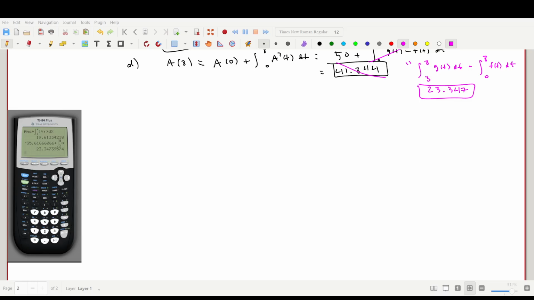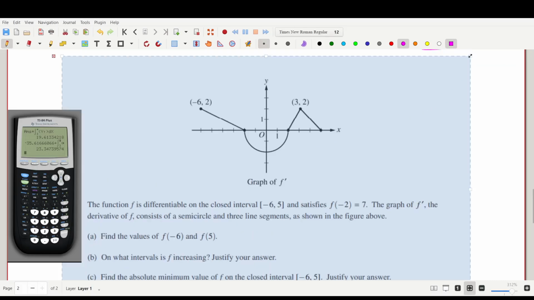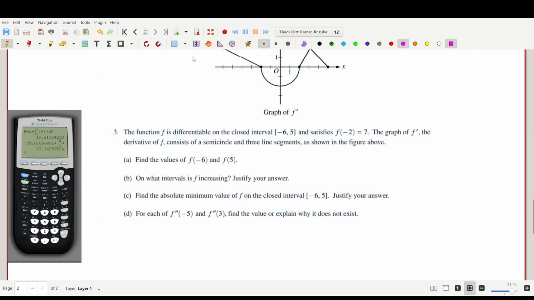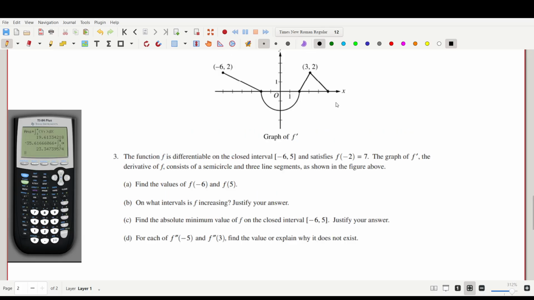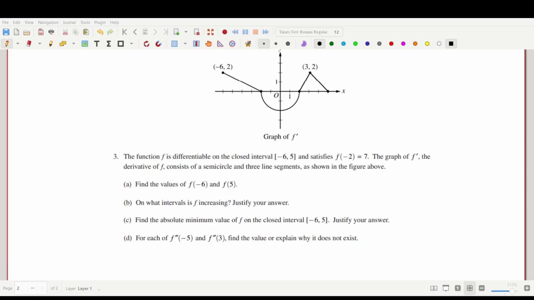All right, part 3. Question 3. For people who are joining, again, this is AP Calc AB 2017. Here we go. All right, the function f is differentiable on the closed interval -6 to 5 and satisfies f of -2 equals 7. The graph of f prime, the derivative, consists of a semicircle and 3 line segments. Oh, I need to turn off my calculator. There you go. It's gone now.